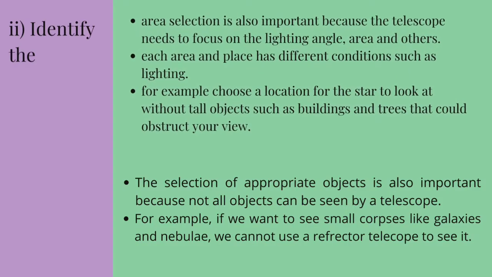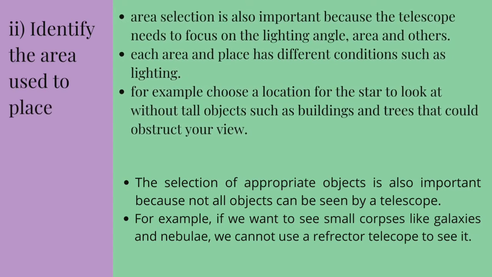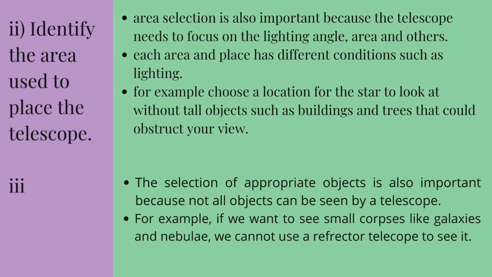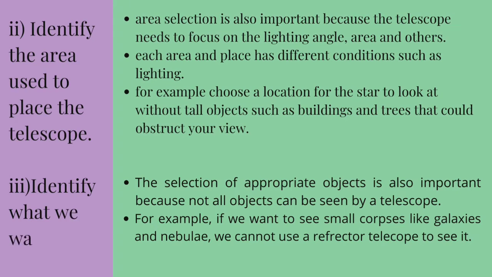Alright, secondly, we need to identify the area used to place the telescope. Area selection is also important and needs to focus on lighting, angle, area, and others. Each area and place has different conditions such as lighting. For example, choose a location for looking at the stars without tall objects such as buildings and trees that could obstruct your view.